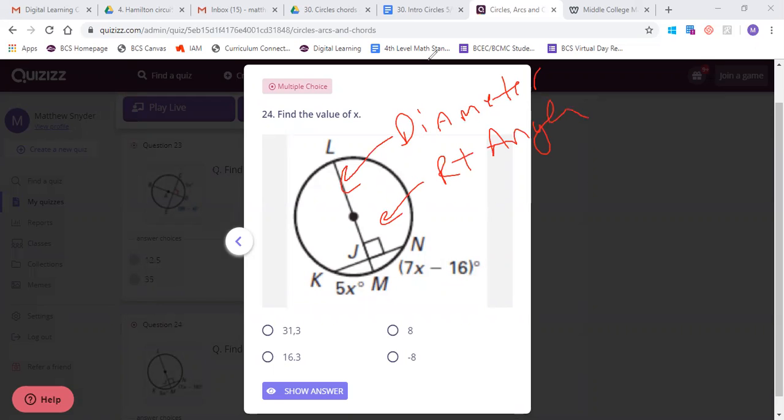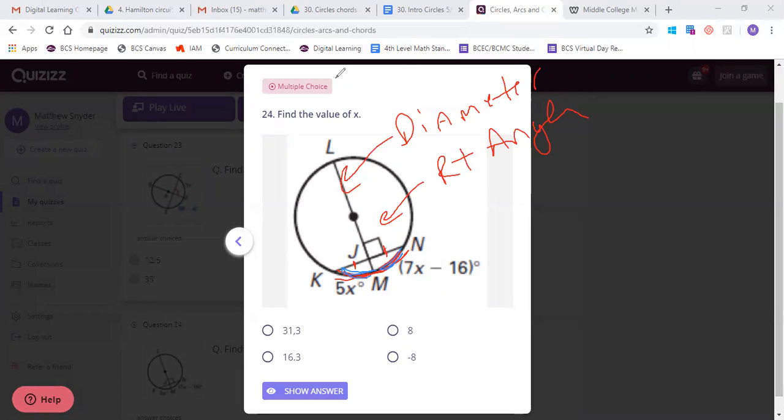And if the diameter hits a chord, which is KN is a chord, and it forms a right angle, it cuts that chord in half. And if it's going to cut the chord in half, it also cuts this arc, this whole entire arc KN, this big long arc right there. It also cuts that in half. So what we get is two equal pieces. We get this piece and we get this piece, and they are completely equal to each other. And that's how we're going to approach this problem.